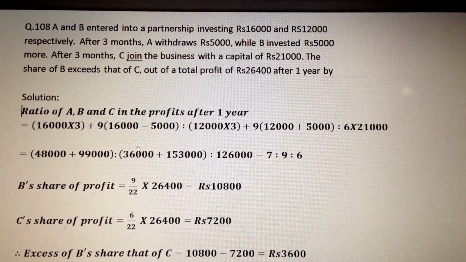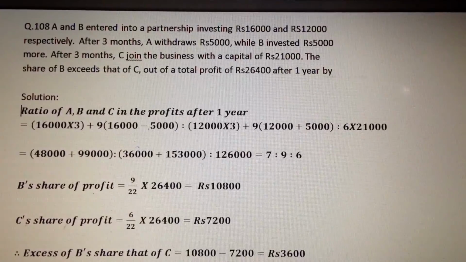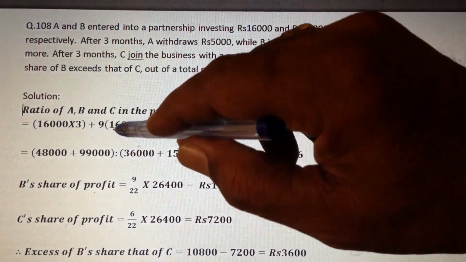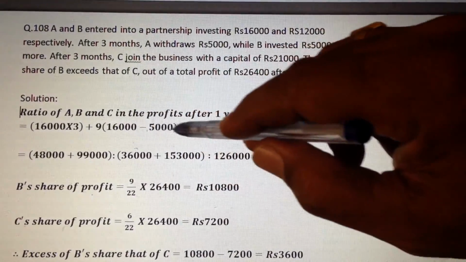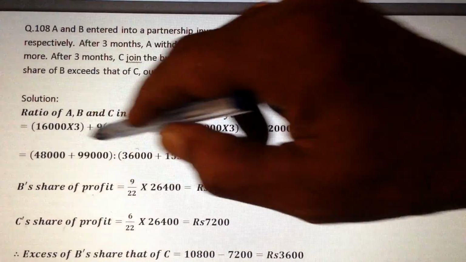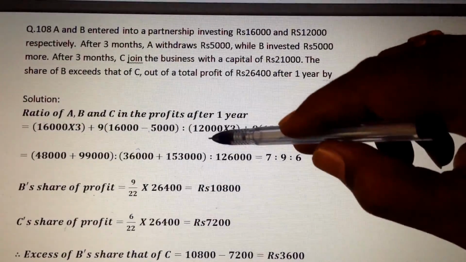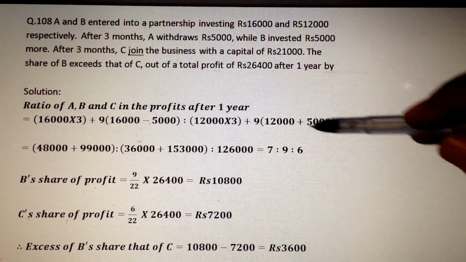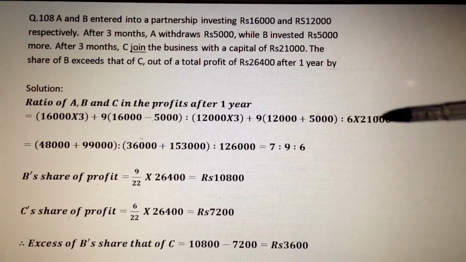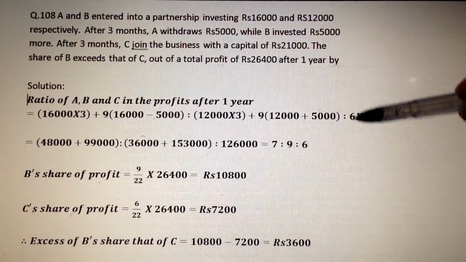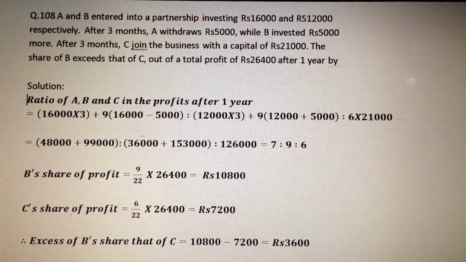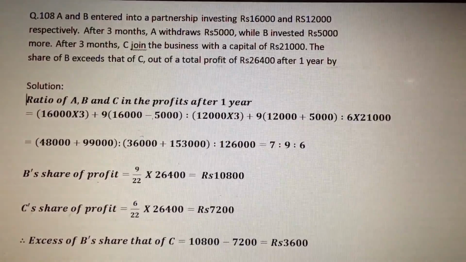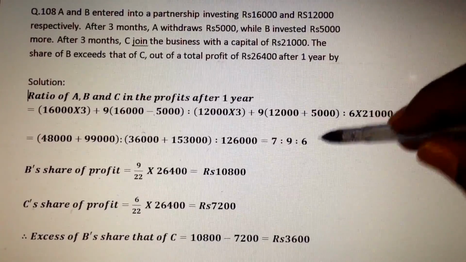Let us see the ratio of the investments. 16,000 into 3 plus 9 into 16,000 minus 5,000. This is A's investment. 12,000 into 3 plus 9 into 12,000 plus 5,000. This is B's investment part. And 6 into 21,000. This is C's investment. The ratio of profits is nothing but ratio of investments. So this comes to 7:9:3.